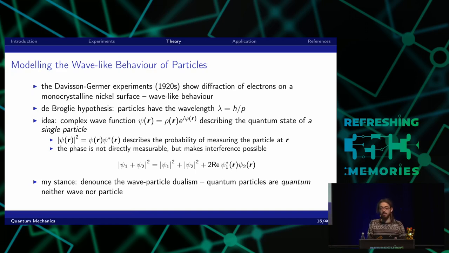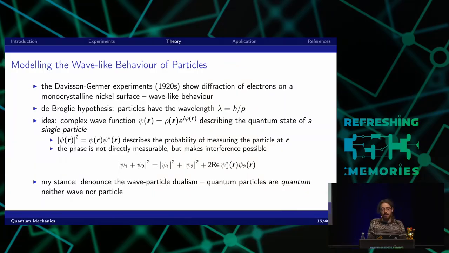Now a lot of textbooks say here there's a wave-particle dualism, and so on. The point is, it doesn't get you far to think about quantum objects as either wave or particle. They're just quantum, neither wave nor particle. That doesn't help you either, but it doesn't confuse you as much as when you try to think about quantum particles as waves or particles.